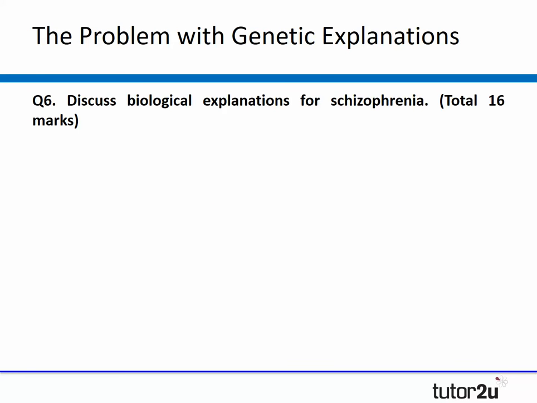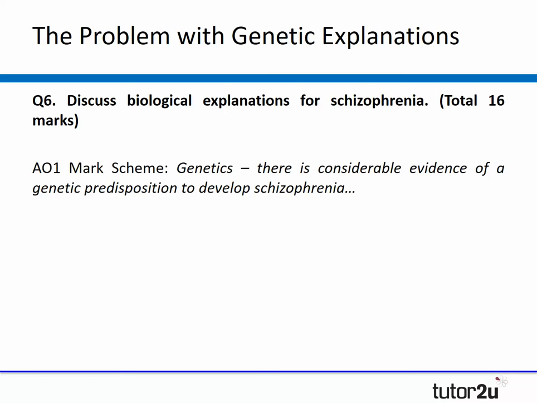Let's imagine you had the following exam question: discuss biological explanations for schizophrenia, as a 16-mark question. Now, the mark scheme for genetics is really, really vague, and that makes it quite interesting. So let's imagine your students have chosen 2 biological explanations. They've chosen, I don't know, genetics and neural correlates. The problem with genetics is that there isn't actually that much to say other than, according to the genetic explanation, schizophrenia runs in families. You can't really develop it much more in terms of core knowledge. And that's all the mark scheme says.